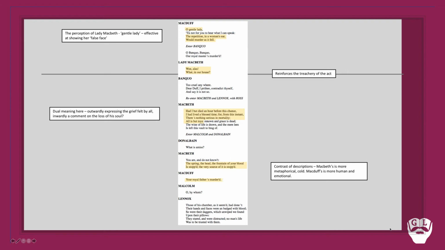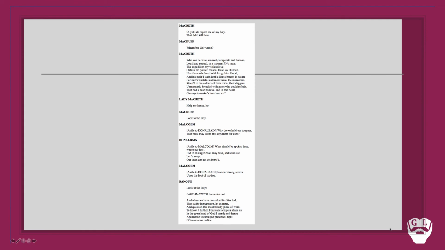Now, Malcolm asks who's done it, and Lennox claims that those of his chamber, as it seemed, had done it. Their hands and faces were badged with blood. So it appears to Lennox and a bystander that the guards have been framed for the crime, that the plan itself has worked as it should have done for Macbeth and Lady Macbeth. Now, Macbeth has actually come out and said, "Oh, yet I do repent me my fury that I did kill them," the guards. Macbeth has actually gone one step further and has silenced the guards entirely by murdering them.